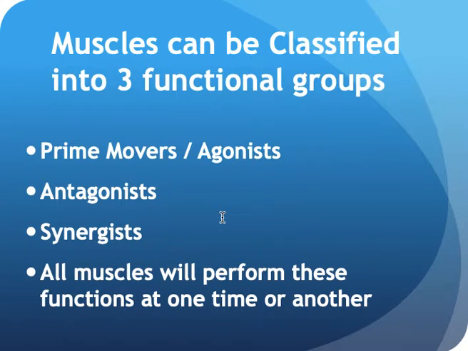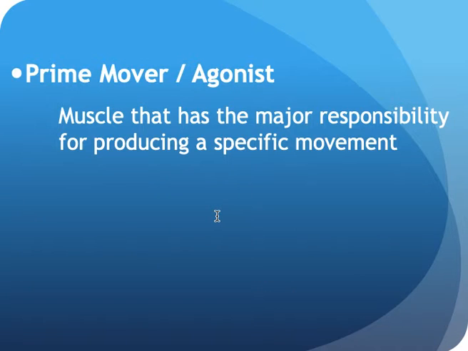So at some point your deltoids are going to be the prime movers, sometimes they're going to be the antagonists, sometimes they're going to be the synergists, and again it's going to change based on what action your body is performing at that time. It's not like your chest or pectoral muscles are always going to be prime movers. Sometimes they're going to be antagonists and sometimes synergists, depending on what you're asking them to do. So here's the primary definition for each of these.